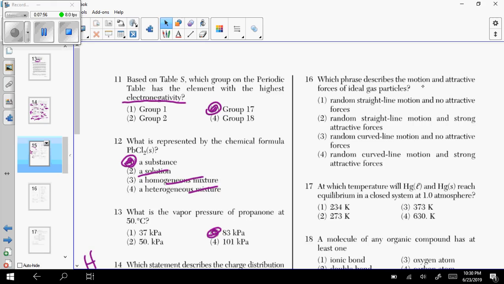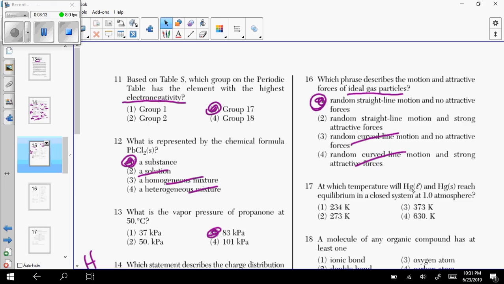Which phase describes the motion and attractive forces of an ideal gas? So ideal gases move in constant straight line motion. So I want to get rid of this curved line. And if they're an ideal gas, they have no attractive forces. They have the weakest intermolecular forces of all.